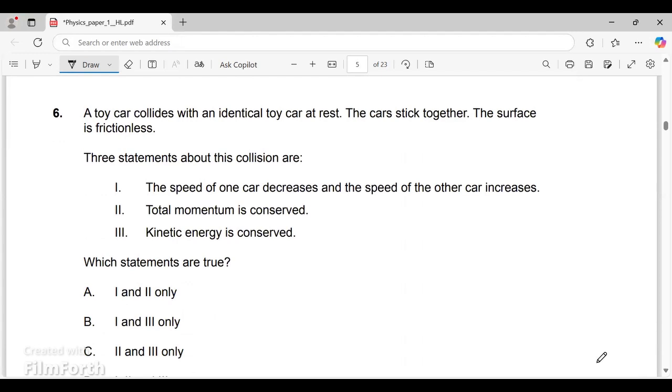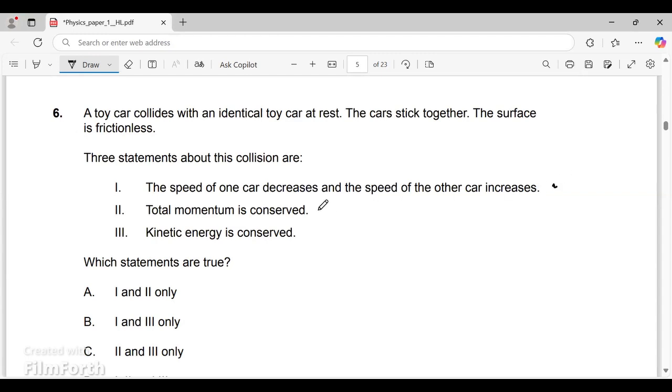Number 6. A toy car collides with an identical toy car at rest. The cars stick together, and the surface is frictionless. Three statements about this collision are: the speed of one car decreases and the speed of the other car increases; the total momentum is conserved; kinetic energy is conserved. Which statements are true?